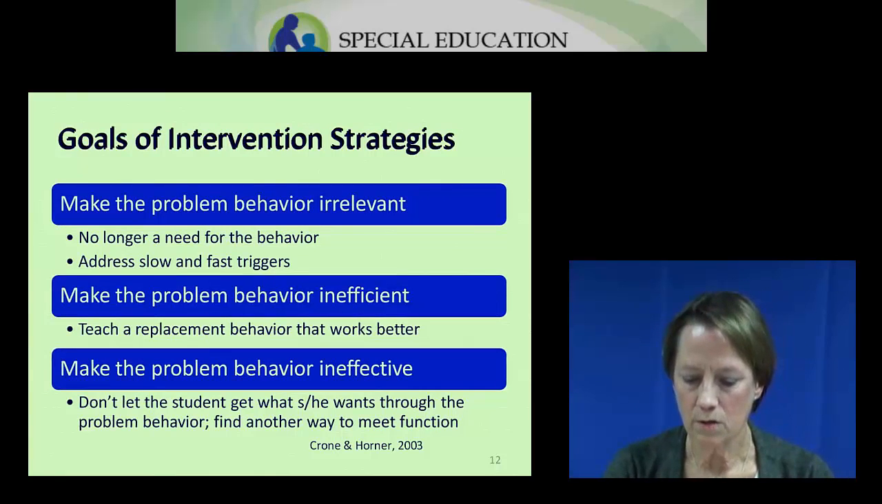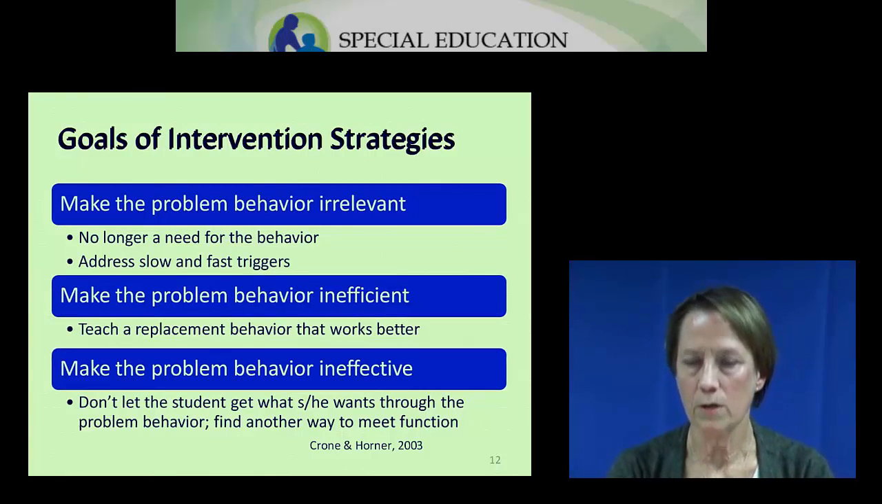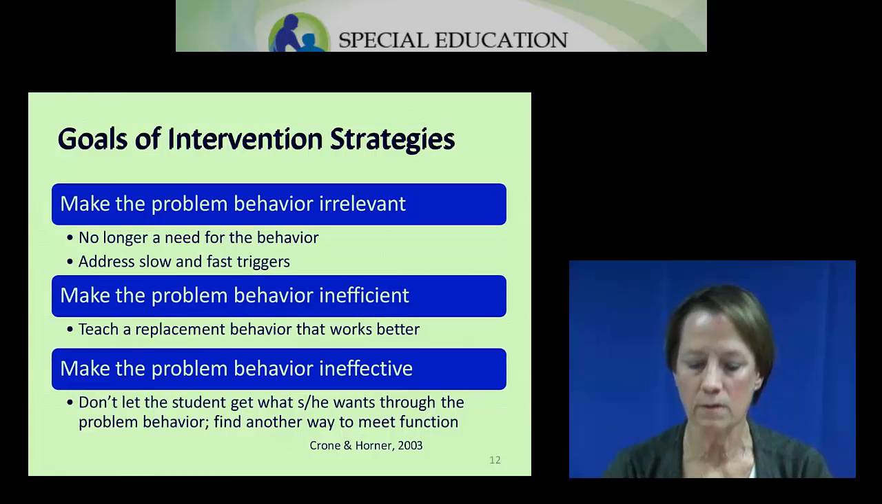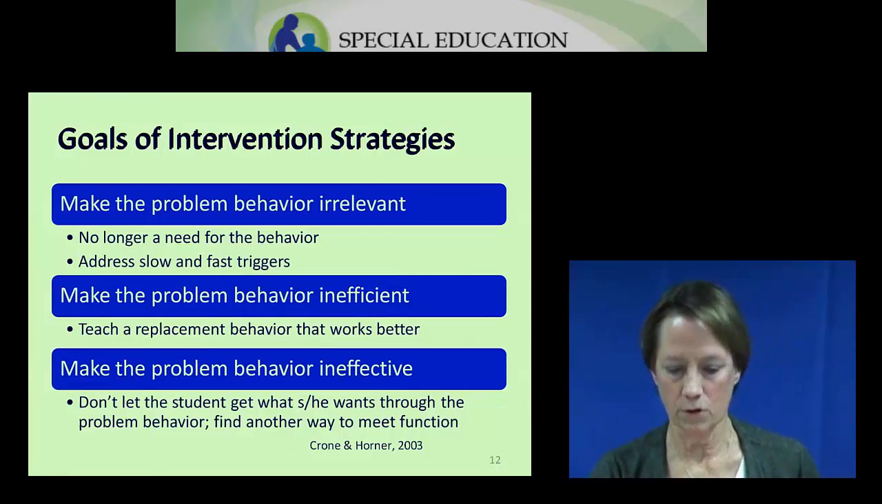So as we consider intervention, we want to think about the 3 goals that we're after here. First of all, we want to try to make the problem behavior irrelevant. We want to just eliminate the need for it by addressing the slow and fast triggers the student is responding to. Secondly, we want to make the problem behavior inefficient. We want to try to find a behavior that will work better for the student. And then finally, we want to make the problem behavior ineffective. We want to prevent the student from getting his or her needs met by using this challenging behavior.